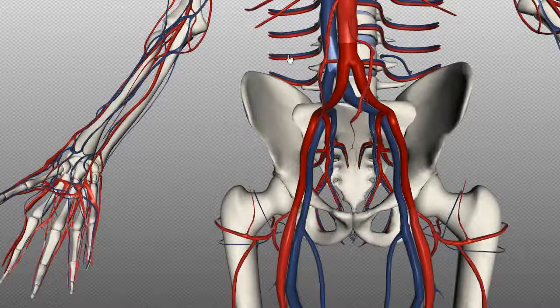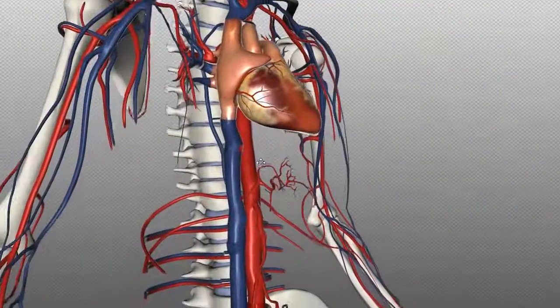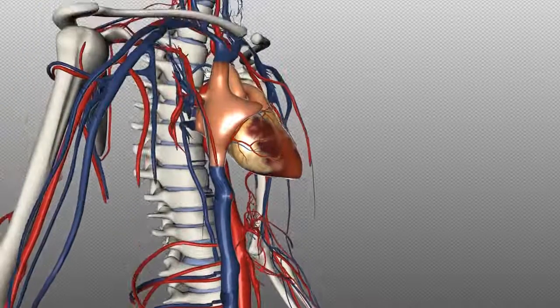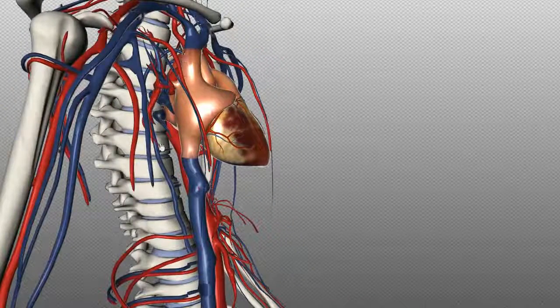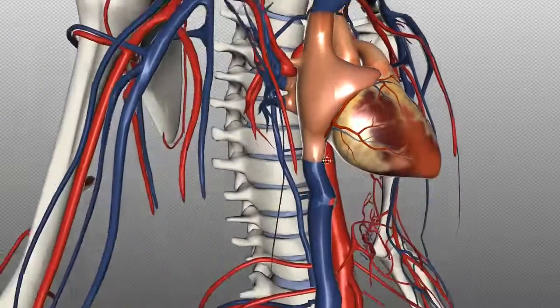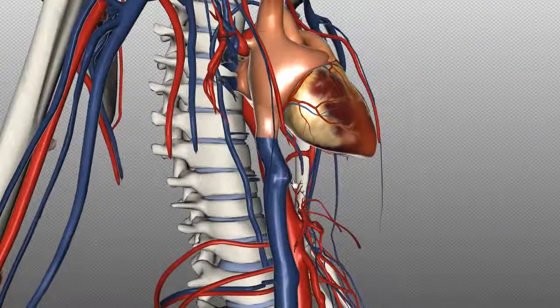So just before I go any further, I just need to point out another important vein. You can see running on the anterior surface of these vertebral bodies a vein running up and draining into the superior vena cava. So this is the azygos vein, and the azygos venous system drains blood from the posterior walls of the thorax and abdomen, and it drains into the superior vena cava.